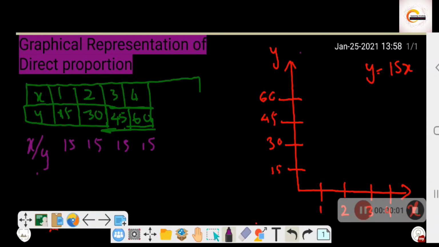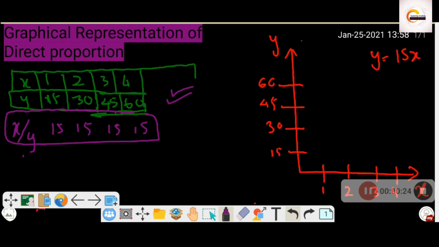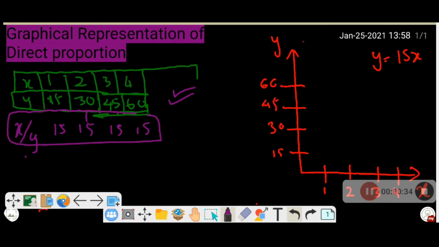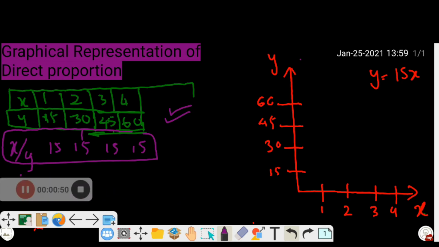For the graphical representation of direct proportion, let's consider the example of overdue books. I have taken 4 initial values, and as we know, the rate in all the columns remained constant, like 15 upon 1 is 15, 30 upon 2 is 15, 45 upon 3 is 15, and 60 upon 4 is 15. The question is, what is going to be the shape of the graph? So let's plot the graph and check.